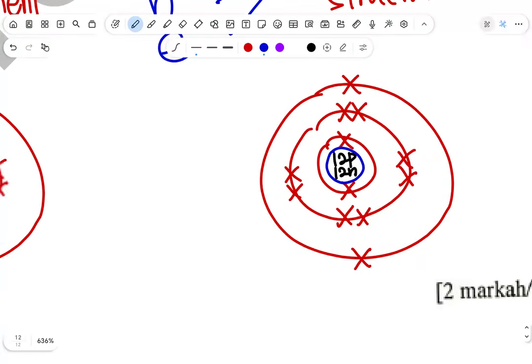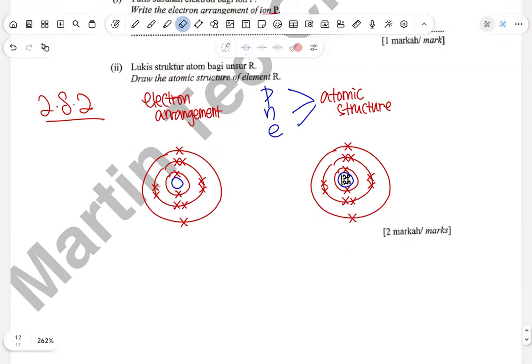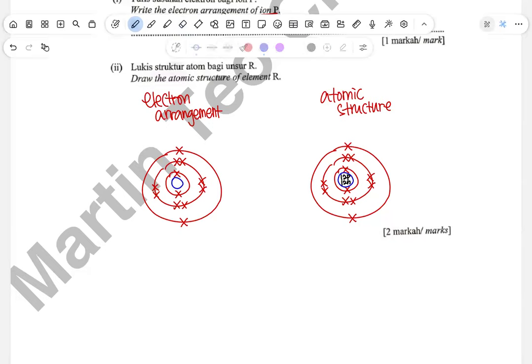So I really hope that you all know the differences between electron arrangement and atomic structure. Trust me, guys, this is very easy, but many students do it wrongly. I always see that. The question asks for atomic structure, but many students draw electron arrangement. The question asks for electron arrangement, many students draw atomic structure. You really need to know this. So guys, let me know in the chat box, are you okay with the differences between atomic structure and electron arrangement?